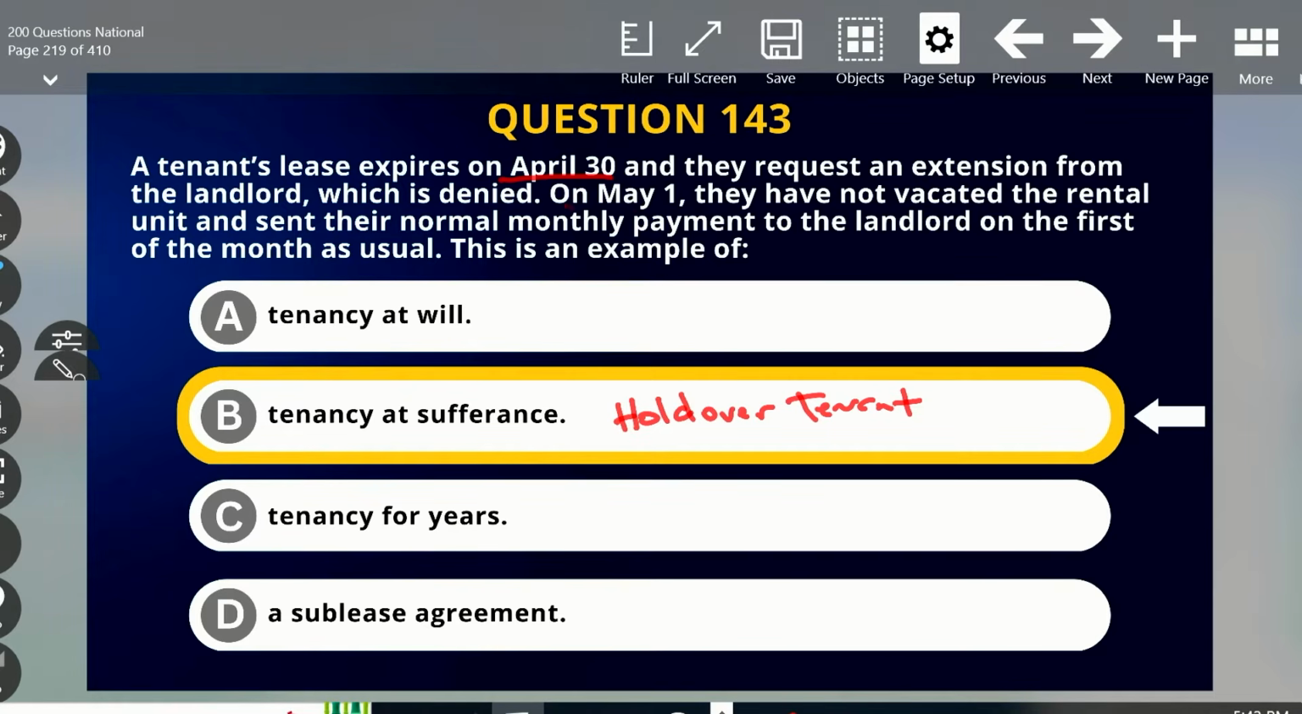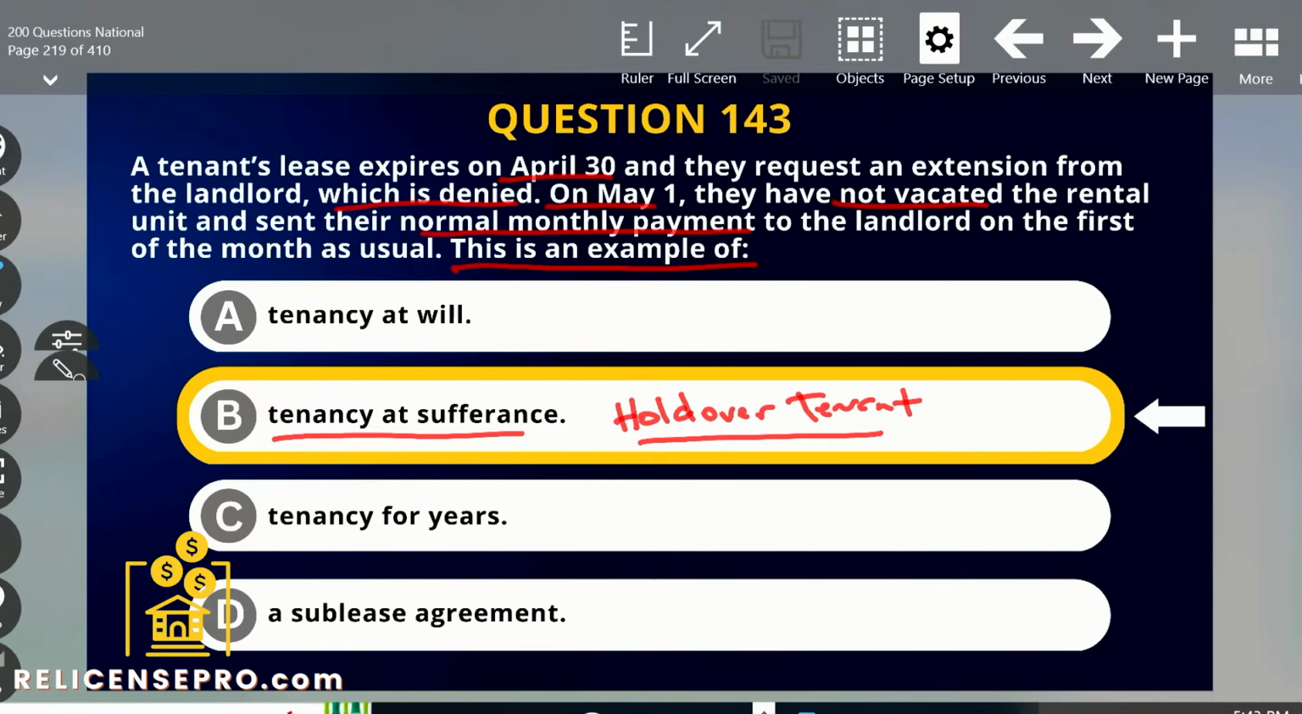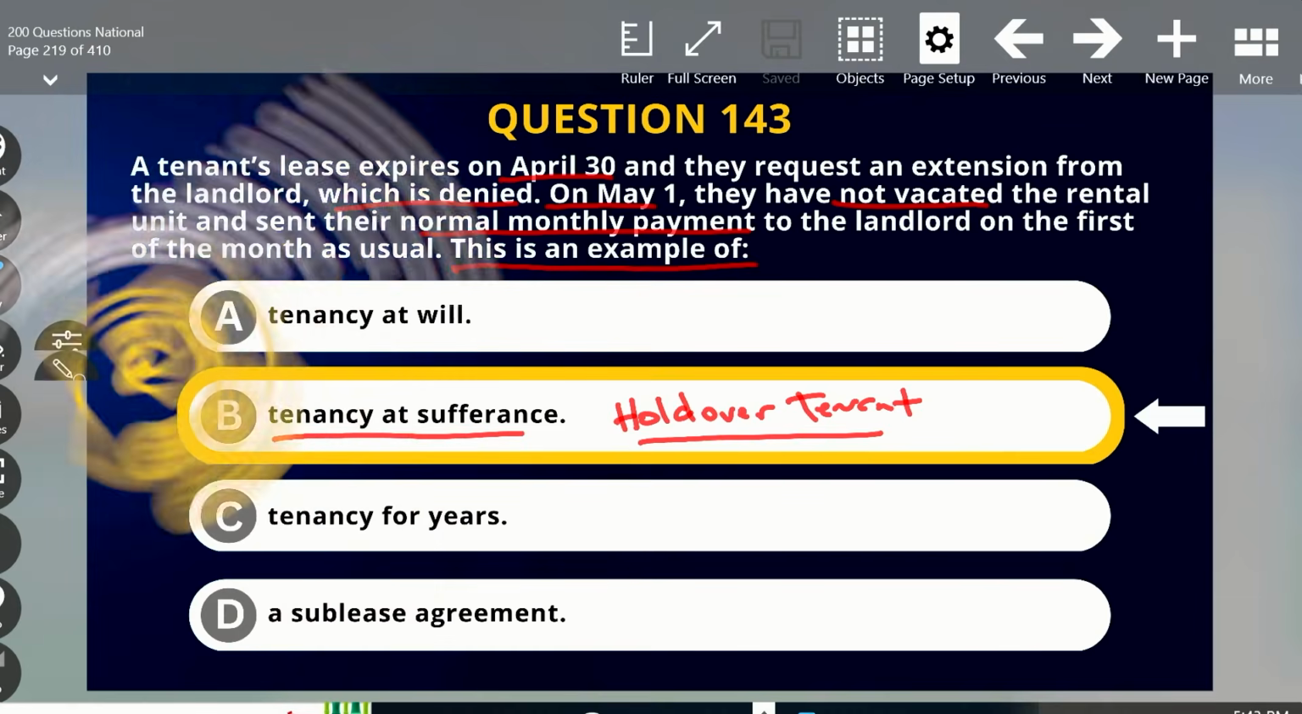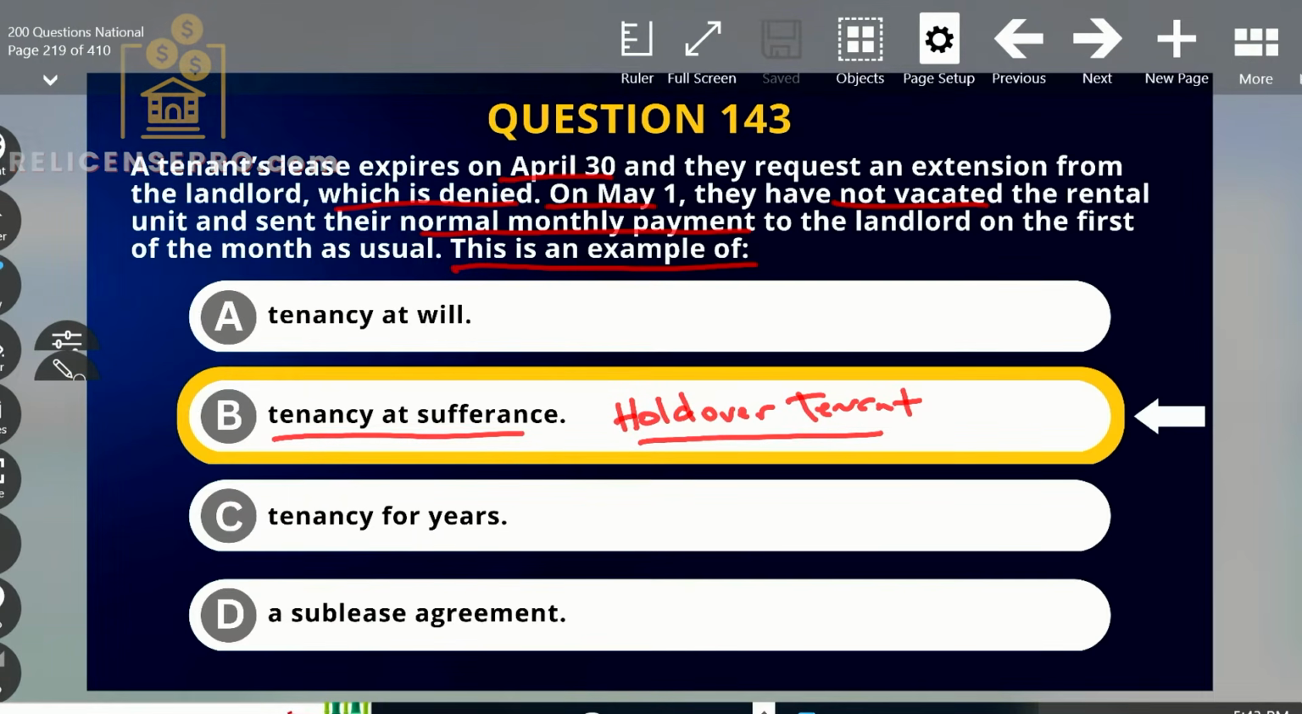They were supposed to be out April 30th. On May 1st, they're still there. They have not vacated, and they decided to tender their normal monthly rent payment to the landlord on the 1st, even though the landlord denied their extension of the tenancy. The minute the landlord denies extension and they send the same payment, now whether it was accepted or not by the landlord is not in this scenario, but what they're identifying here is a tenancy at sufferance. Sometimes they call it a holdover tenant, because in this case, on May 1st, they held over and extended their stay beyond when they were technically supposed to be there till. All right, so that's known as a holdover tenancy, or, depending on who writes the question, a tenant at sufferance.